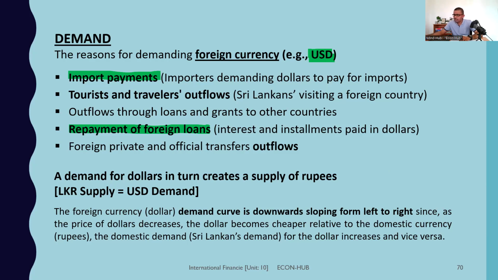But anyway, if you are just asking in general, foreign official transfer outflows are basically government to government. That's why we call it official. If the government of Sri Lanka, on behalf of the people of Sri Lanka, decides to give a donation to another government, people in another country through their government, that's called official transfers. Is that clear?